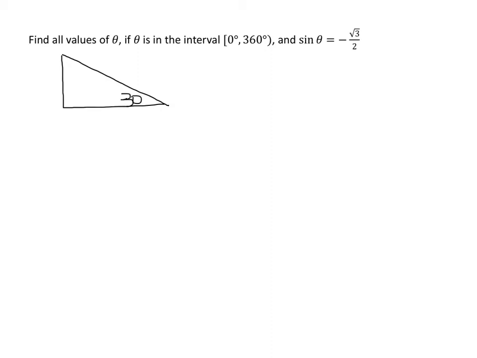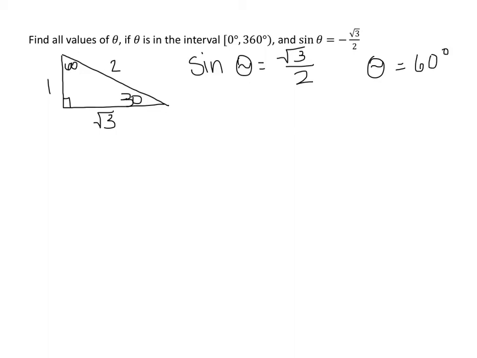There's your 30, there's your 60 and your 90. There's 1, there's 2, there's square root of 3. So if I'm looking at something where sine of theta is square root of 3 over 2, sine is opposite over hypotenuse, then I know that theta has to be 60 degrees somehow. So now we're talking about a reference angle. The reason I know it's a reference angle is because this ratio here is negative.